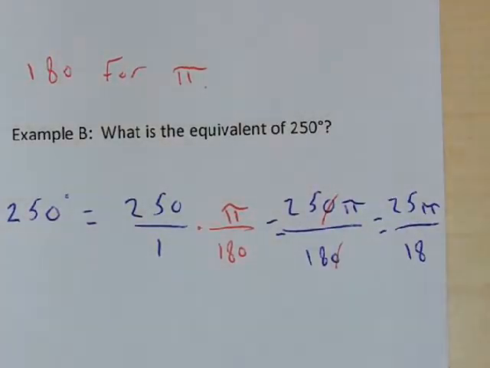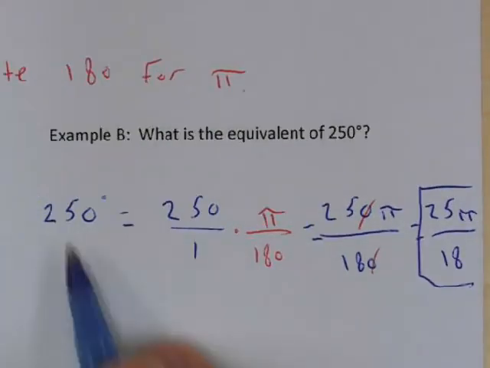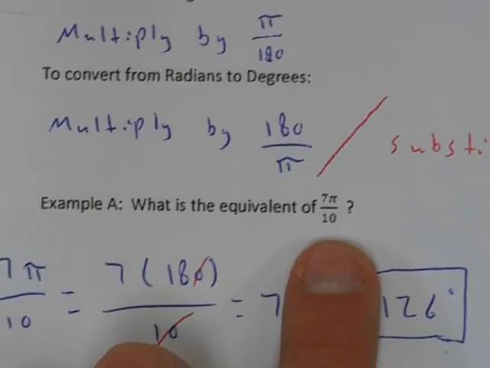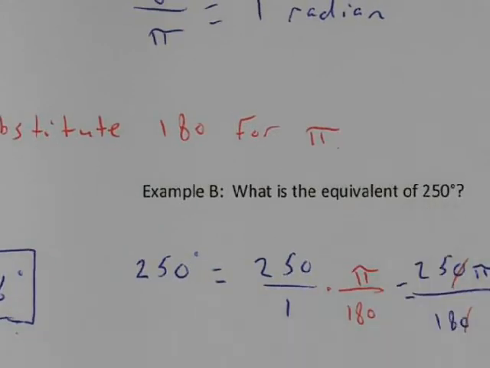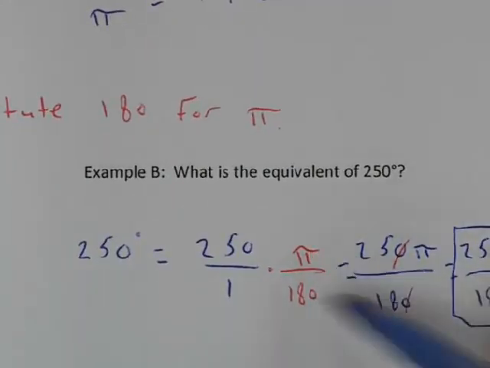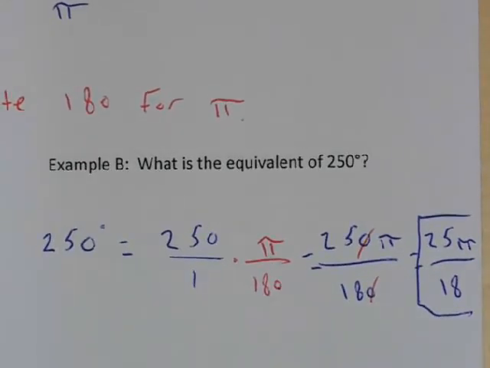And then that's my answer in radians. So this angle is the same as 250 degrees, which is what we started with. Okay? All right, so we're not going to do a bunch more examples. It's pretty straightforward. Anytime we're converting from radians to degrees, just stick in 180 for pi. Anytime you're going from degrees to radians, well, then we want to multiply by pi over 180. Okay, and that's pretty much it.